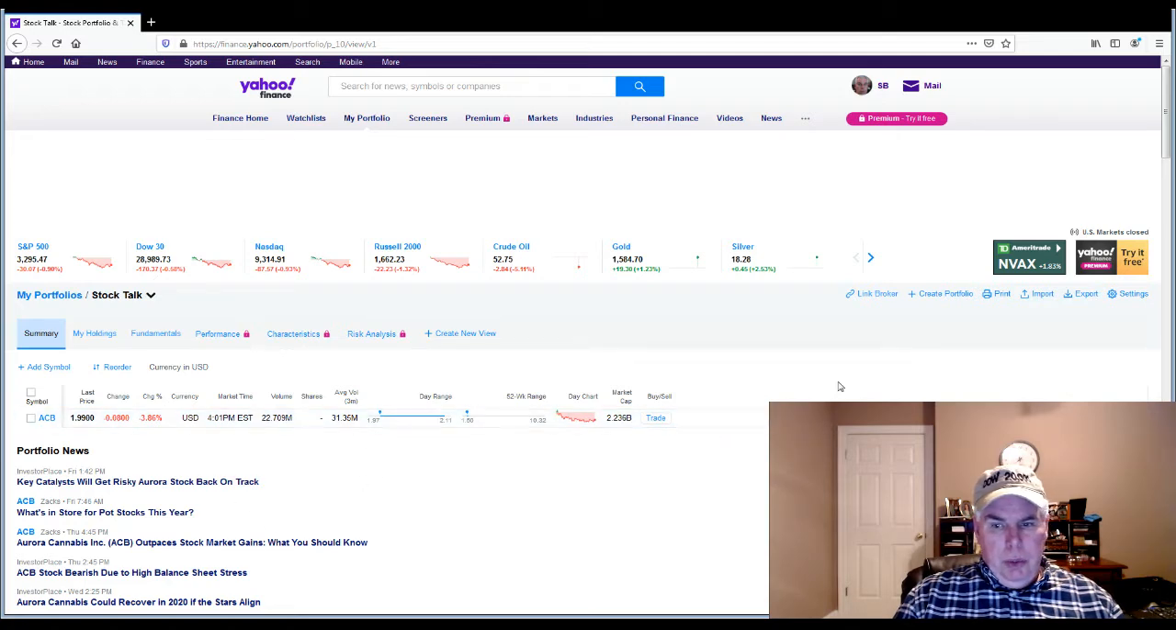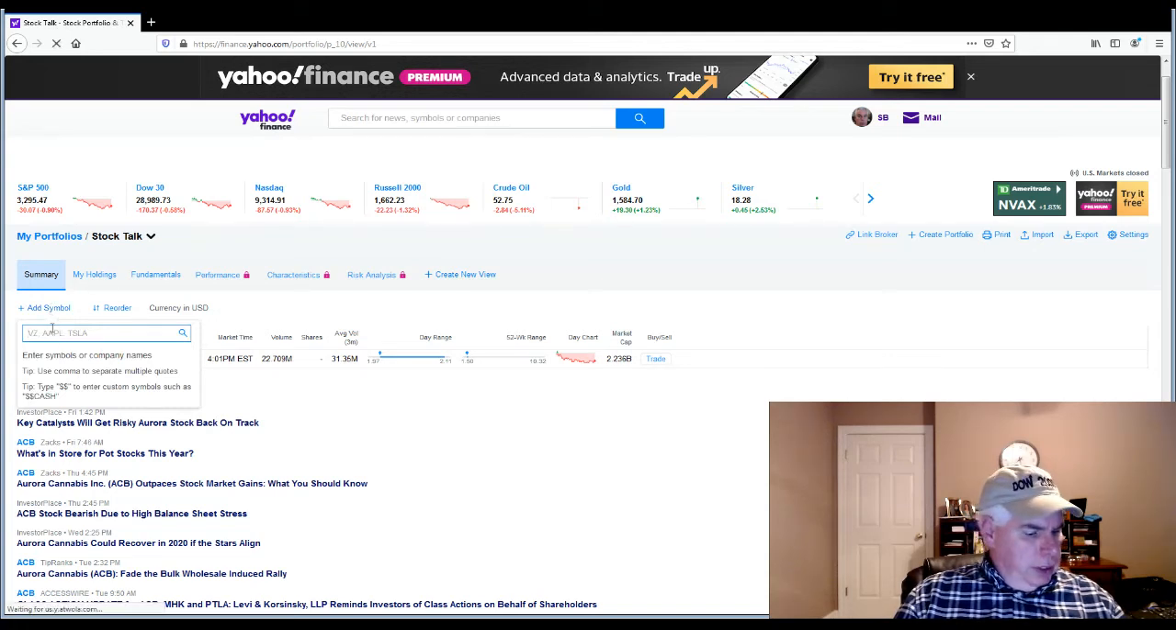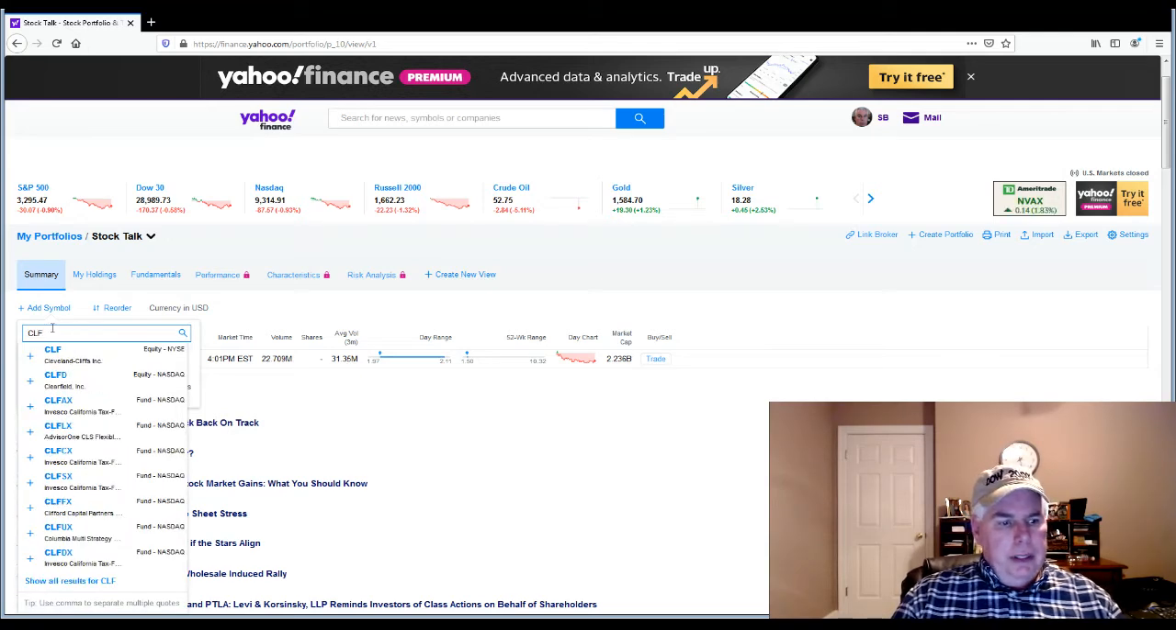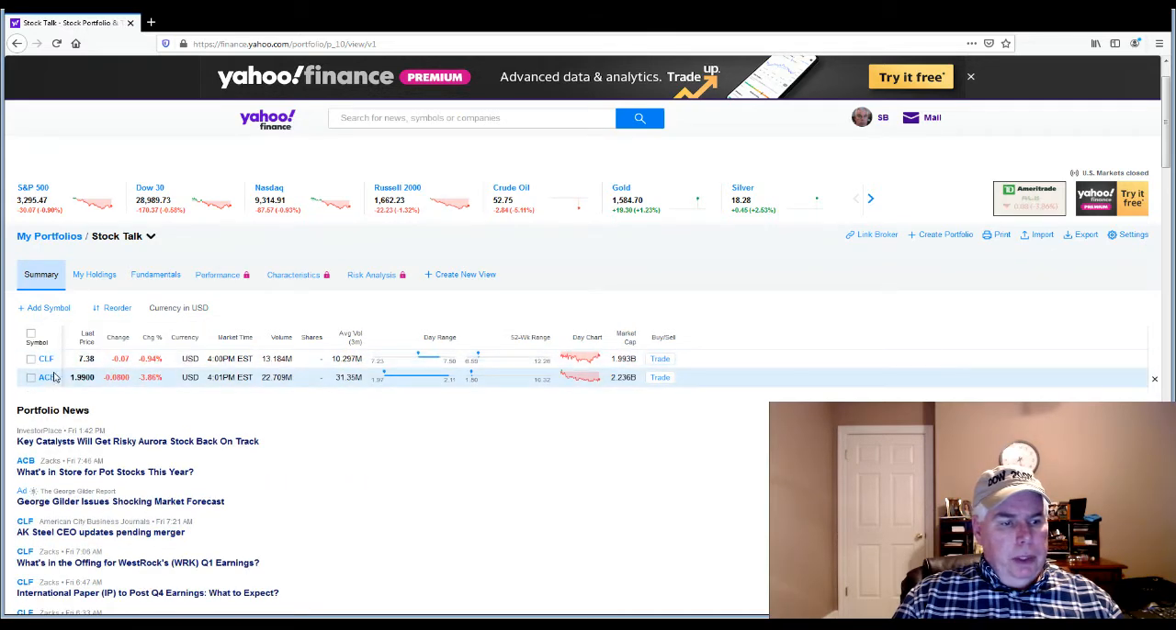Okay, so we want to add some more. So let's go ahead and do add another symbol. You see it right here under the summary. We click that. And we're going to add another symbol. This time we're going to add CLF. That's Cleveland Cliffs. That's the steel iron ore company that we purchased. And we'll go ahead and add that. All right, you see it pops up as well. Notice they're popping up in the order that you're putting them in, top to bottom.